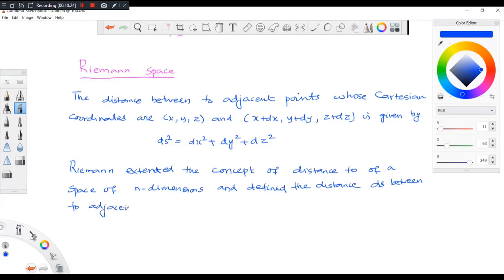Let me write it in a more general way. The points are xi and xi plus dxi, with i from 1, 2, etc. up to n. This is our notation. So x1, x2, etc. xn. The superscripts are the labels, not the powers. This is x1 plus dx1, comma, x2 plus dx2, etc. So this is one point, and this is another point.